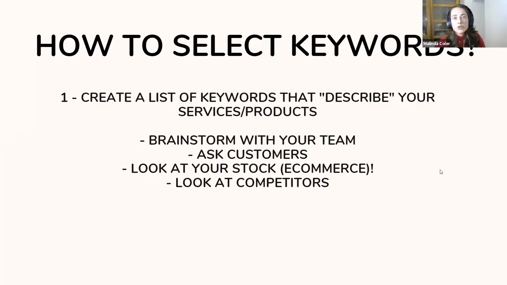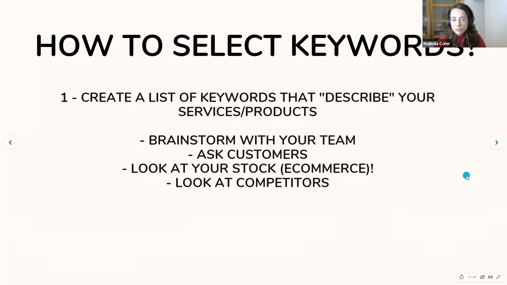There's a few ideas for you to put together this list. You can brainstorm with your team. You can ask your customers. If you're in e-commerce, just look at your stock, right? What do you sell? Those are your keywords right there in front of you. You can look at your competitors, but really, you know much more than I do which are the top keywords that you should be choosing to optimize your website for. So, just come up with a list and brainstorm and put a few keywords together, and that's how you get started with keyword selection.